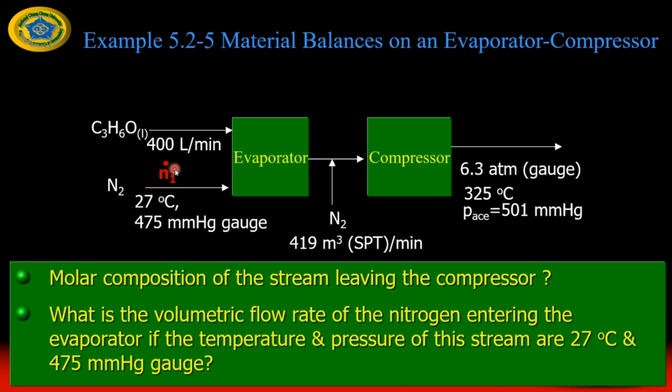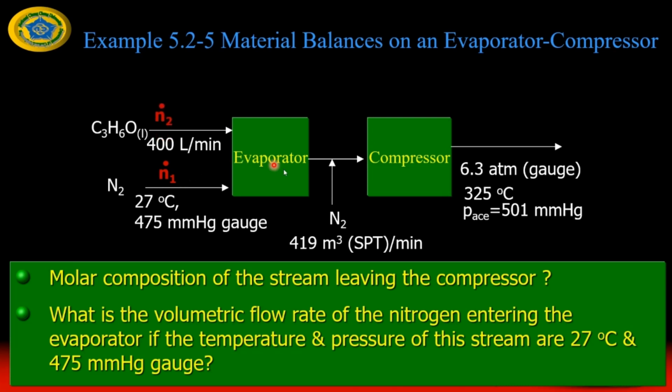We have N1 here. Once you know this, then you can know the volumetric flow rate because you have temperature and pressure. Remember, this is gauge, okay? Temperature, pressure, mole, so you can know the volume. So you can get the answer to the second question. Okay, this is N1 over that.